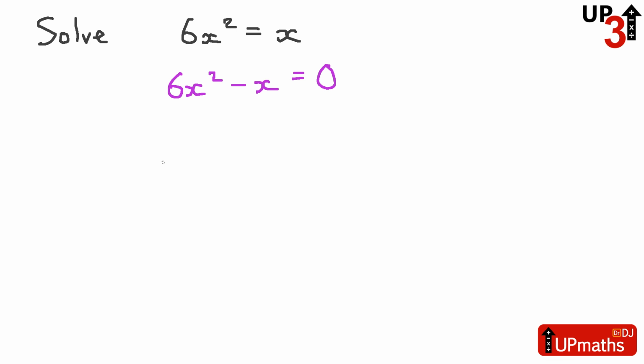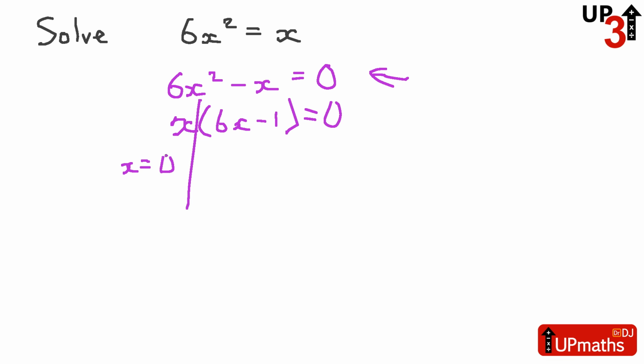It's a quadratic, so we need to make it equal to 0. So I've done the first step. The second step is I'm going to take out a factor. I'm going to try and factorise it, which I can do. 6x minus 1. Now that tells me that x equals 0 or x equals 1/6. I'm saving time and rearranging in my head. There's two answers. Careful you don't lose an answer.